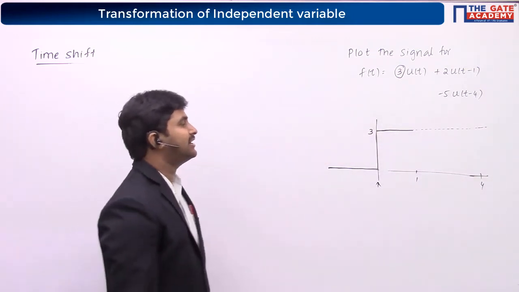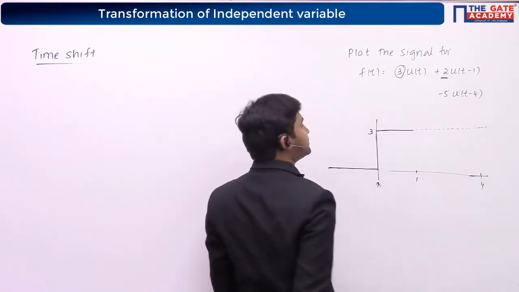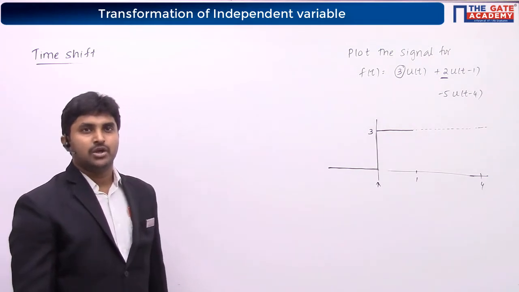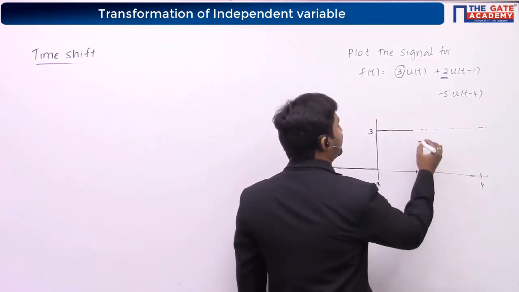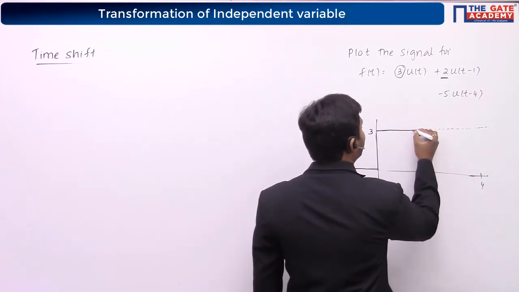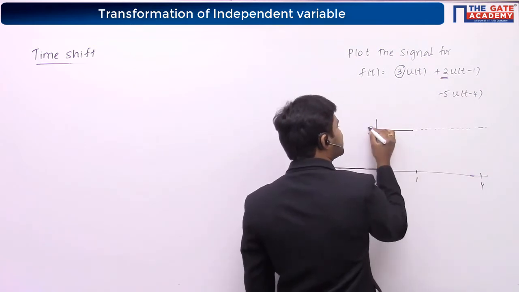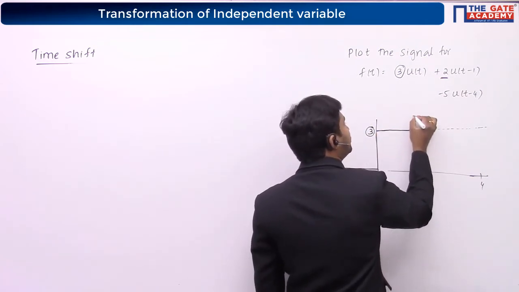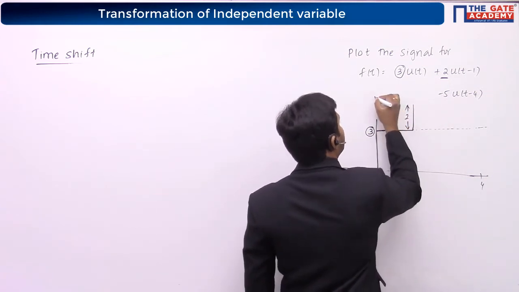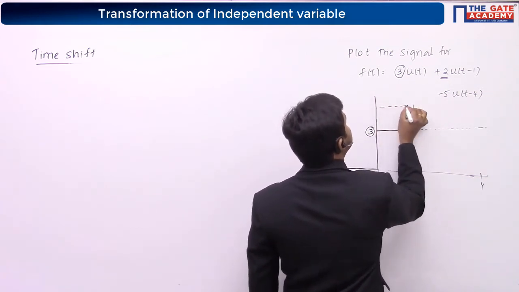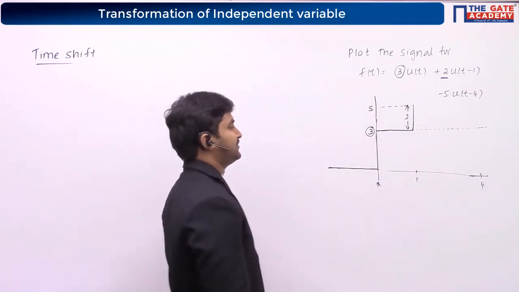But here at t is equal to 1, you are adding an amplitude of plus 2 units. So when you add an amplitude of plus 2 to the already existing 3, now you are adding a step of 2 units. If you add a step of 2 units, the resultant is going to become 5.